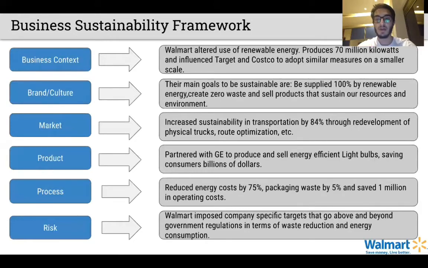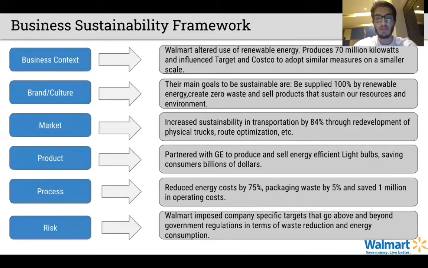It was to be 100% supplied by renewable energy. It was also to create zero waste and sell products that sustain the resources and the environment. Only when Walmart achieves those high maximum goals could they be viewed as a sustainable company in its essence. Moving on to the market section of this sustainability framework, we can see what measures Walmart took to be able to reach those goals that were set.